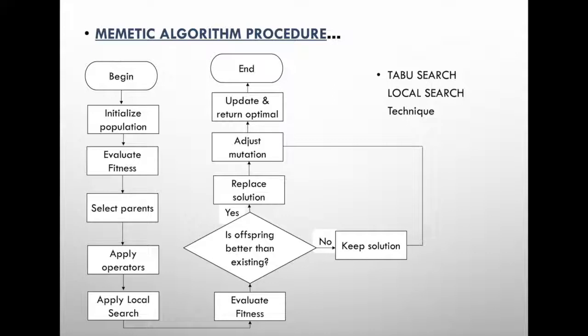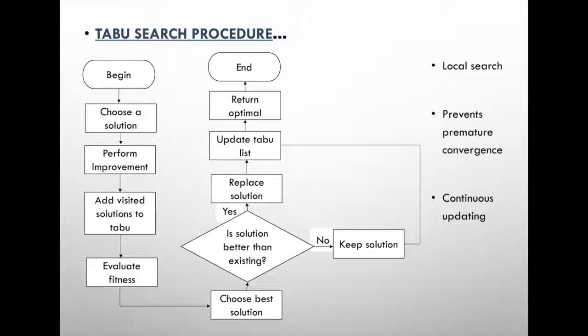And then you evaluate fitness. If the solution is better than the existing one, you replace the solution. If it's not, you keep that solution. You adjust the operator. So that is the memetic algorithm operators. You have the mutation, recombination, and others. And so that is the one procedure.